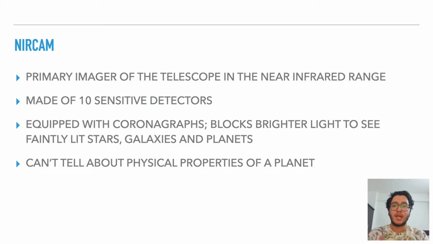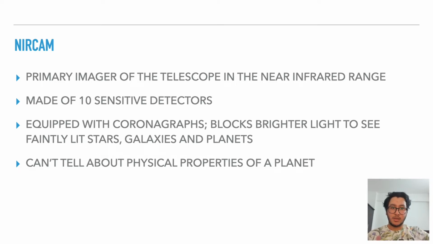So first let's talk about NIRCam. It is basically the primary imager of the telescope in the near infrared range, and it is made up of 10 sensitive detectors. It is also equipped with a coronagraph. What a coronagraph basically is: imagine yourself driving on a dark road and suddenly a car comes in front of you with its lights on. If you try and block the bright light with your hands, you'll notice that you're able to see the surrounding area more clearly.